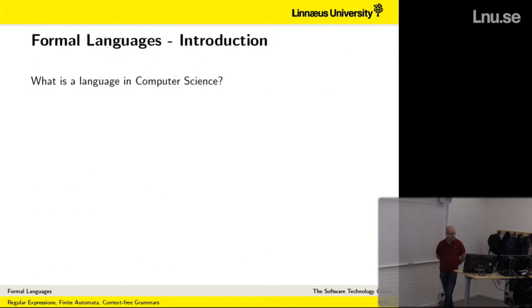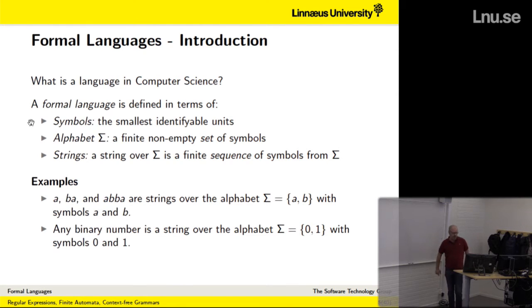what is a language? You have been programming for the last 3 years, but you must know what a language is. Well, a language in computer science is a rather technical concept. A formal language is defined by something called symbols, alphabet, and strings. Symbols, the smallest units. Alphabet, a finite non-empty set of symbols. These are all the symbols we are using. A string is a sequence of symbols from the alphabet. It's just 3 words and they are not very complicated.